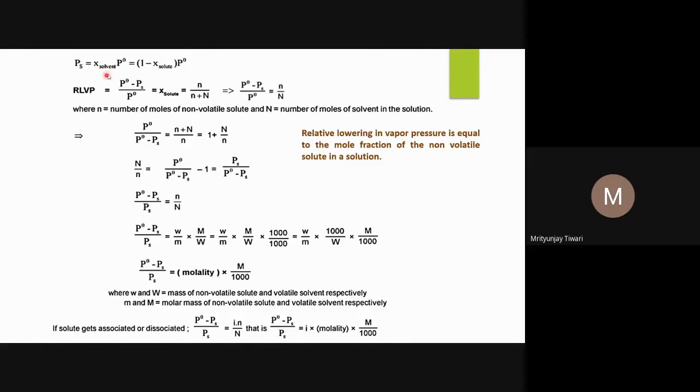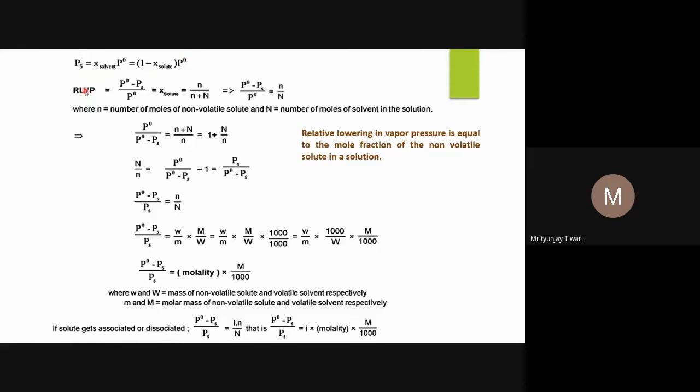And what is X solvent? It is the mole fraction of the solvent, and the mole fraction of the solvent plus the mole fraction of the solute is equal to 1 for a binary solution. This is what we know. So the mole fraction of the solvent will be equal to 1 minus the mole fraction of the solute. So we can write X solvent as 1 minus X solute, all multiplied into P naught.